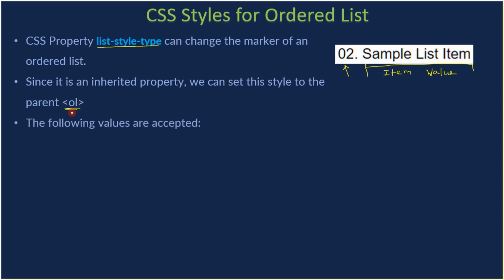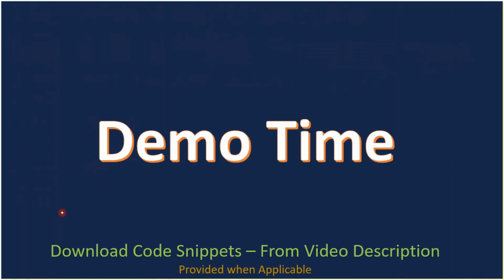The following values are accepted for list-style-type. They are decimal, so that's what you are seeing here. This is what is called the marker, right? The marker is decimal here, then decimal with leading 0, lower alpha, lower Roman, upper Roman. Likewise, there are many styles. Here we just listed 5 style values. You can explore further by referring to the documentation, or using IntelliSense you can try different values. Alright, now let's go to the demo.